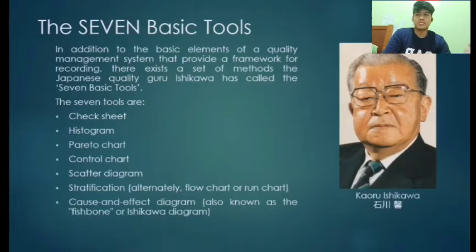So in addition to the basic elements of a quality management system, which I discussed earlier, that provide a framework for recording, there is a set of methods that a Japanese quality guru named Ishikawa called the 7 basic tools. So the 7 basic tools are check sheet, histogram, Pareto chart, control chart, scatter diagram, stratification, and cause and effect diagram. So ito yung mga isa sa mga 7 basic tools na tinawag ni Ishikawa.